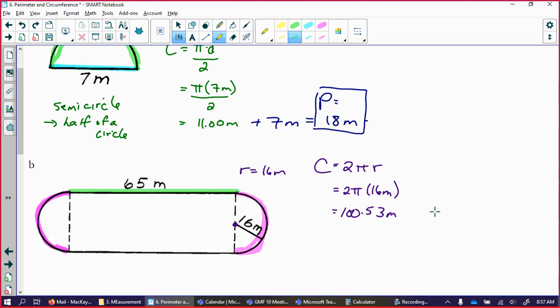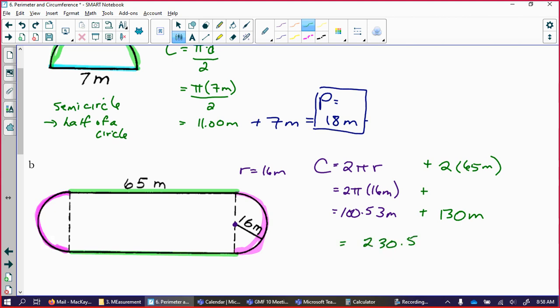So we have 100 meters there, but then we have these two great big long stick parts. To find the perimeter, we're going to have to add that, which is kind of like part of a rectangle. But there's two of them at 65 meters each. That's 120, and that's 130 meters. So we can piece different shapes together.